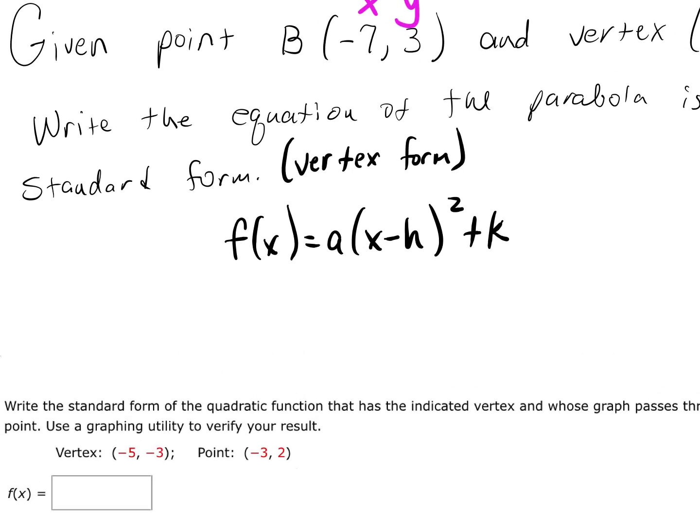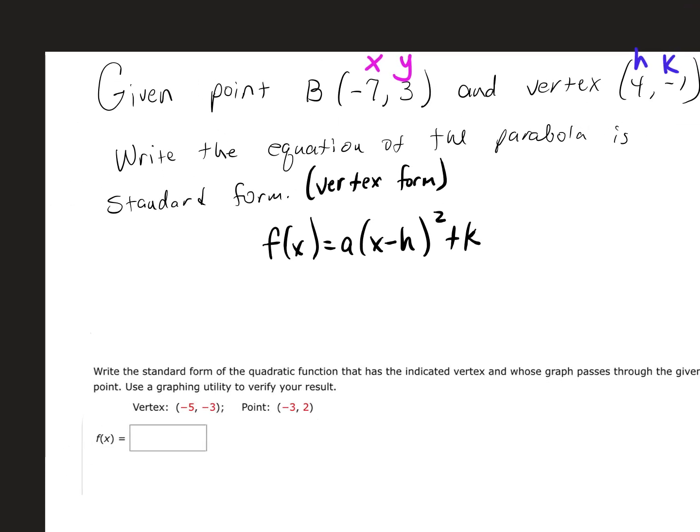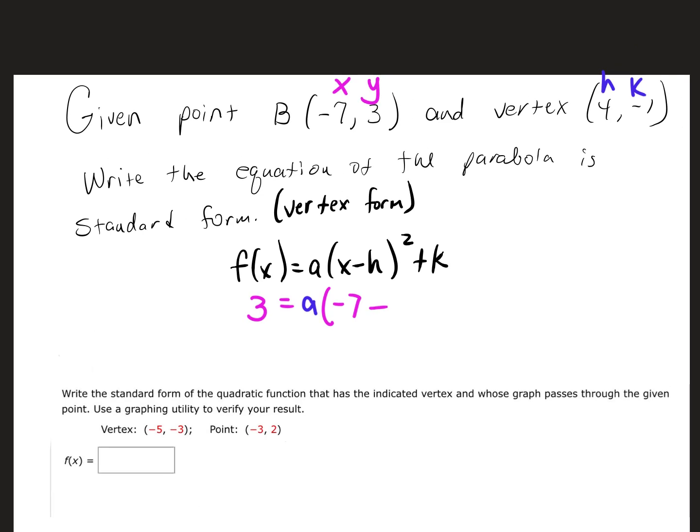So this is our vertex form, let's fill in what we have. Instead of f of x, what's that a fancy way of saying? Y. So we put 3. Do I know the a value? No. Okay. Did they give me a random x to use? Yep. Minus, did they give me an h? Yep. Did they give me a k? So every single time you are given a point on a parabola and the vertex, what letter are you finding? A. Every time you do the same thing.